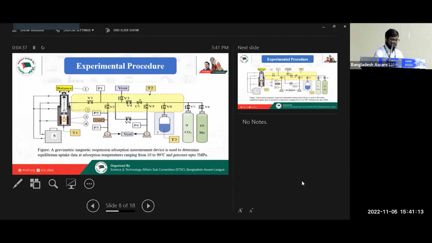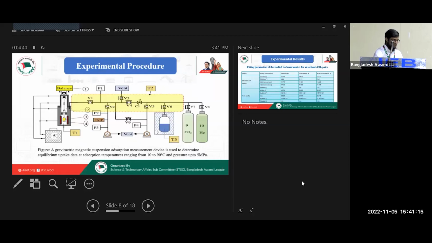Here is the experimental procedure. A gravimetric suspension adsorption measurement device is used to determine equilibrium uptake data at adsorption temperatures rising from 10 to 90 degrees and pressure up to 5 megapascals.